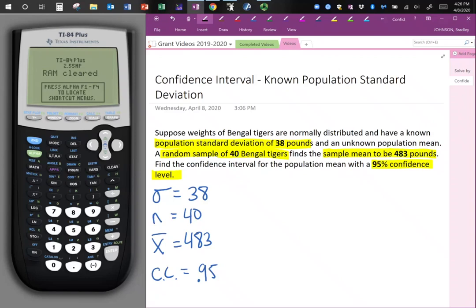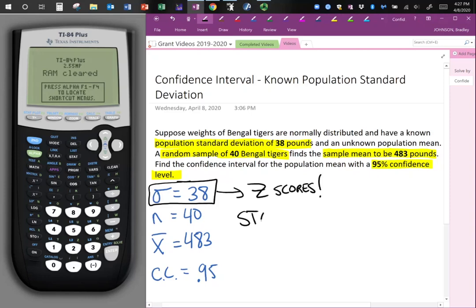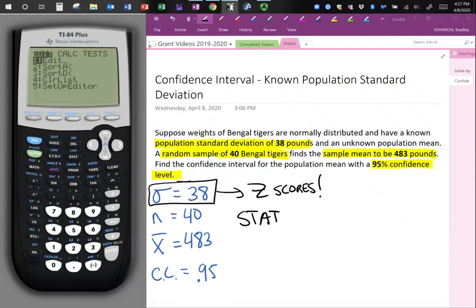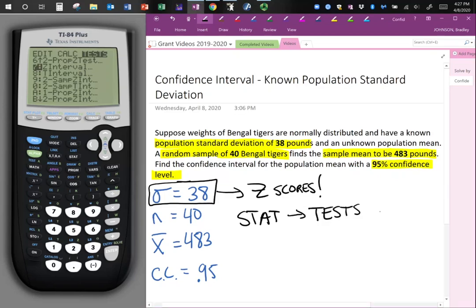So the first thing that we do is, since we know the standard deviation, we will use z-scores. In your calculator, hit the stat button. Now we have choices: edit, calculate, and tests. We will be going to tests, but we're not using any of the tests. What we want to use is what's known as an interval. If you scroll down, you'll see some interval options here. There's a bunch of interval options, but we're going to go with number 7. So we're going to go stat, tests, and then pick number 7 for z interval.